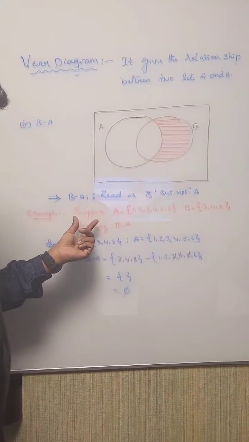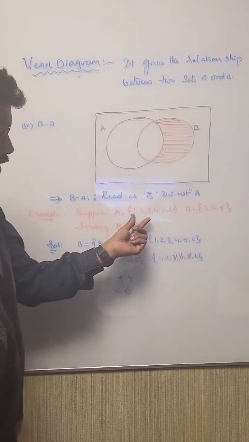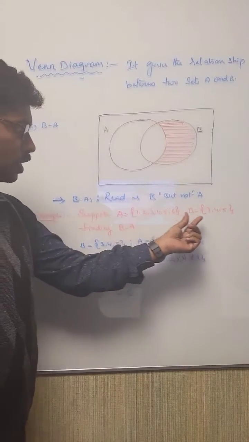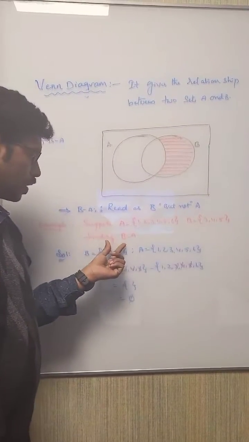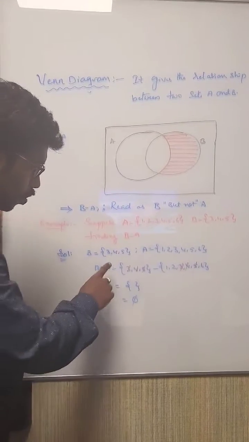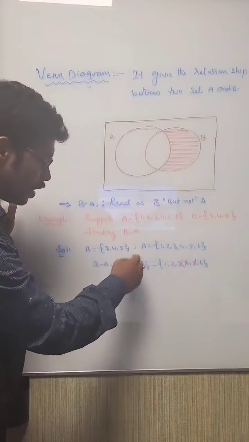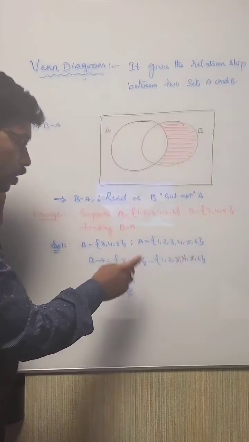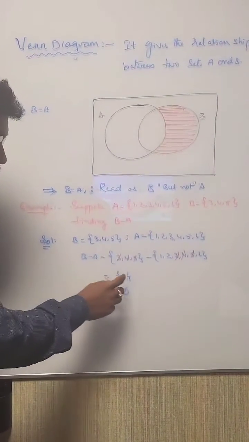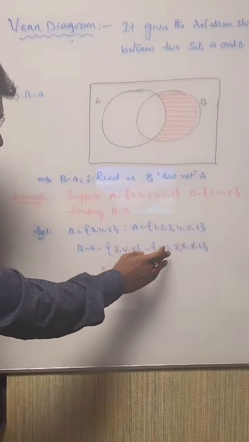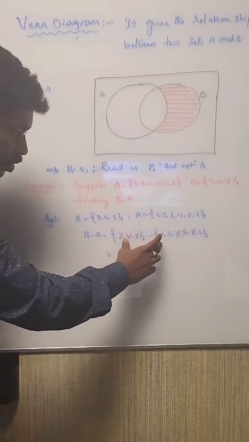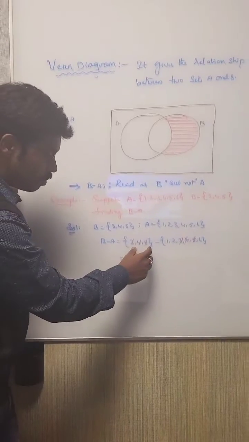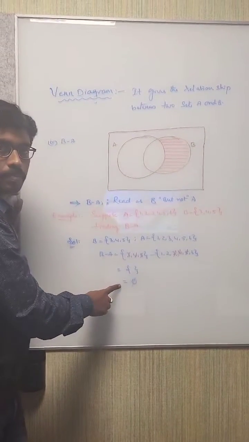So I have taken one example here. Suppose A contains the elements 1, 2, 3, 4, 5, 6 and B contains 3 elements: 3, 4, 5. So, finding B minus A. What are the elements present in both B and A? Cancel those elements. And what are the elements present in B? Take only those elements, and the elements left out in A we don't consider. So among these two, nothing is left out in B, so that is called the null set.